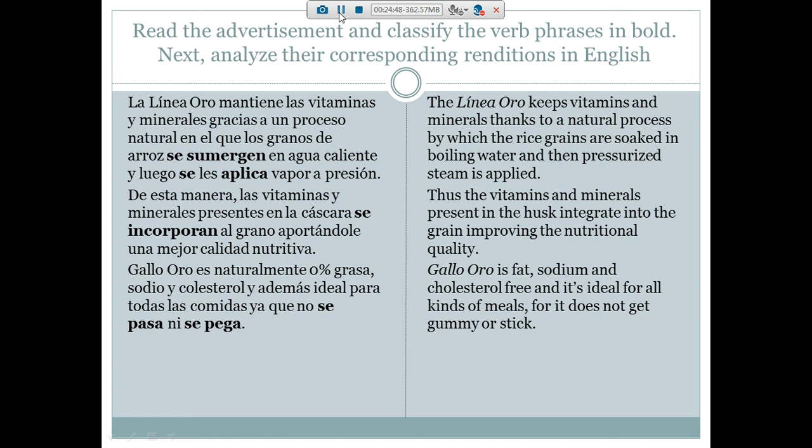So read the advertisement and classify the verb phrases in bold, in Spanish, of course, and then analyze their corresponding renditions in English. You have to identify, we have not highlighted them, which verb form translates which form, right? So you will have to decide whether these are instances of middle constructions, ergative constructions, or maybe passive voice or construcciones impersonales, something else. Okay? So we'll do this in class.